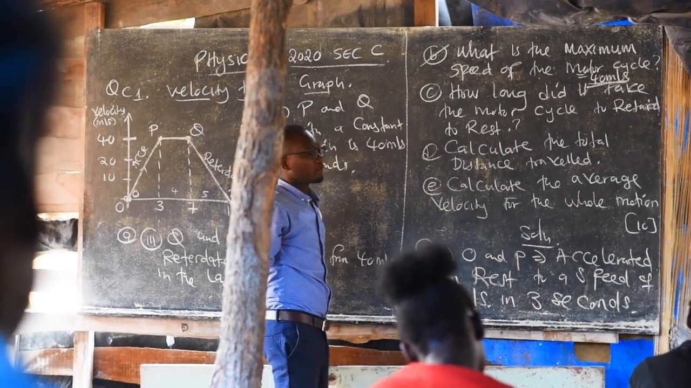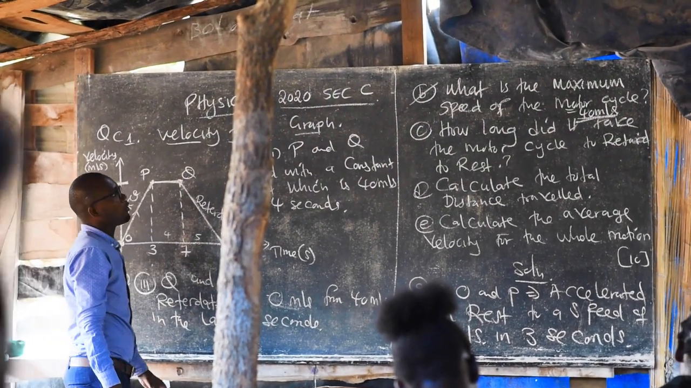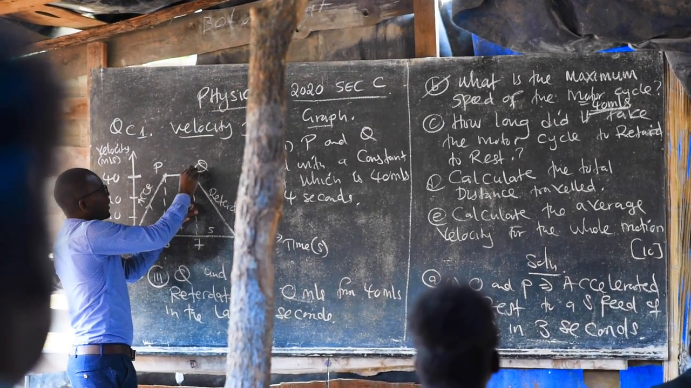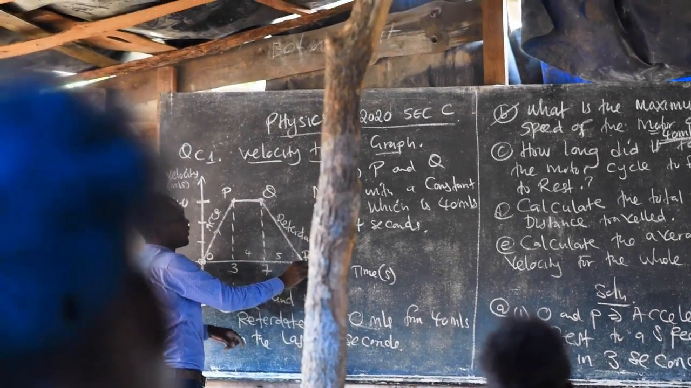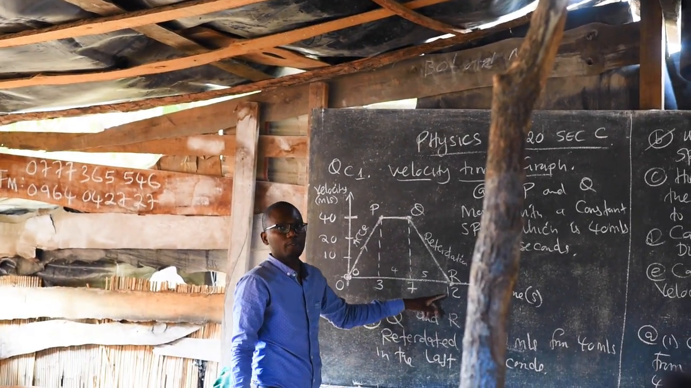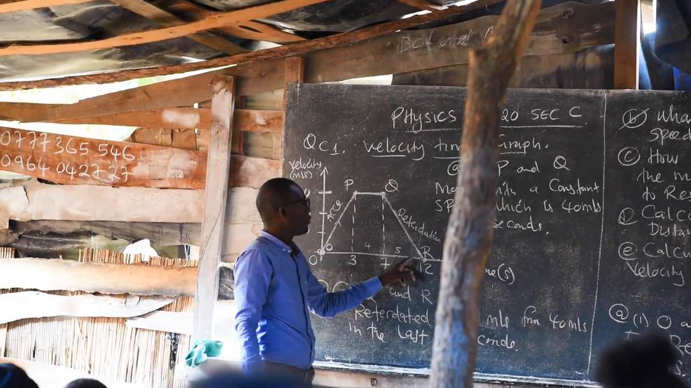Why, Mona? Yes, 40 what? Meters per second. And then, how long did it take for the motorcycle to return to rest? So how long did it take? Up to there. For it to return to rest, they're just asking about the maximum time that was taken, so you can just put 12 seconds, not 5.